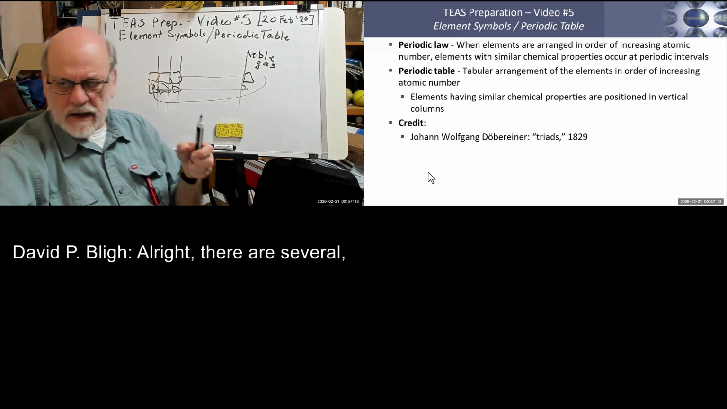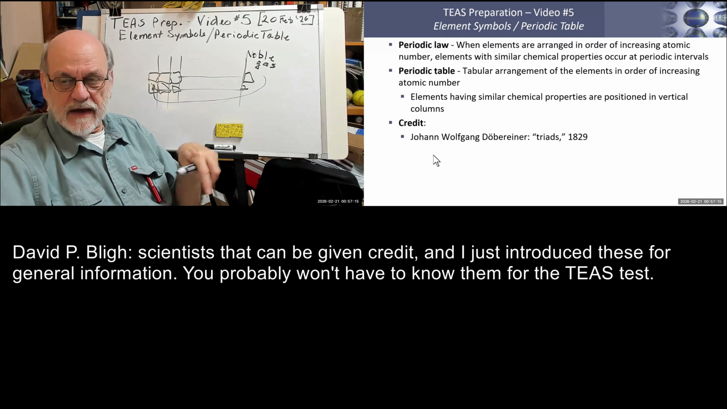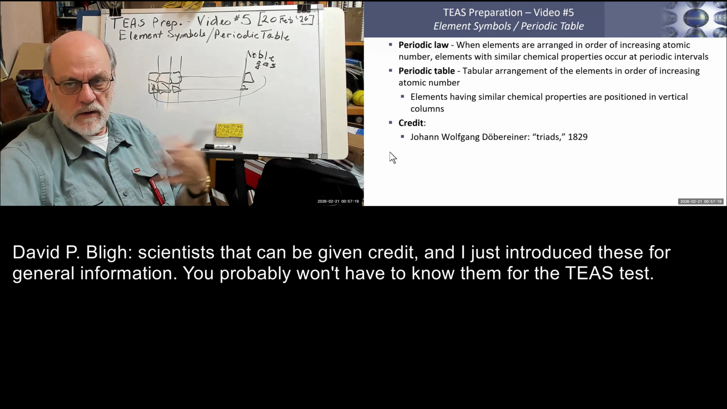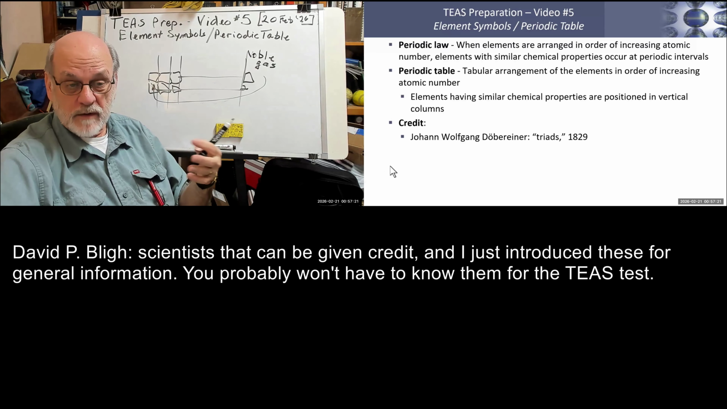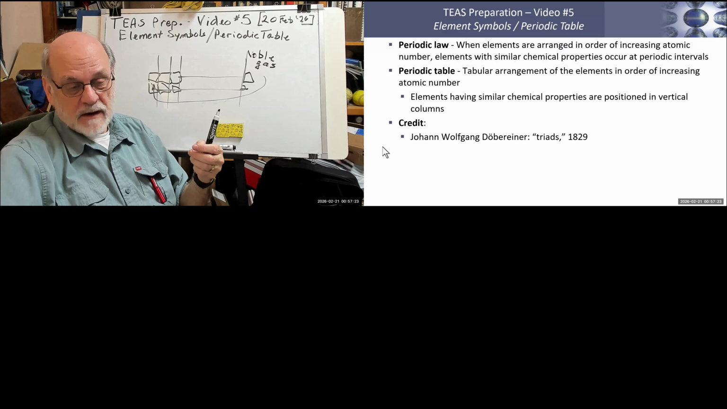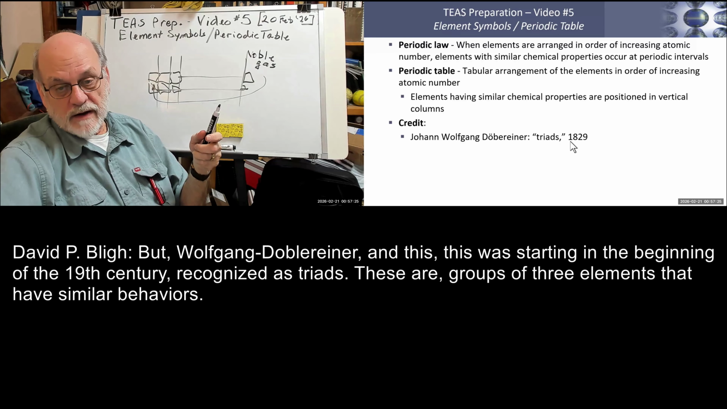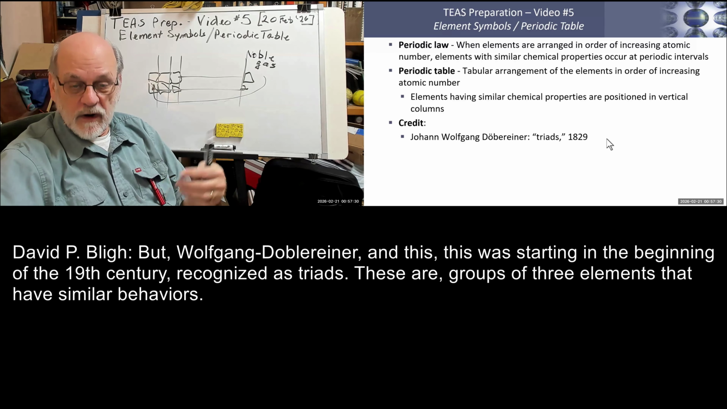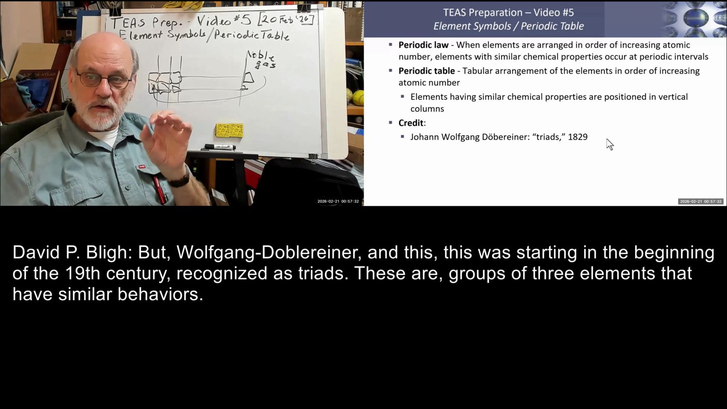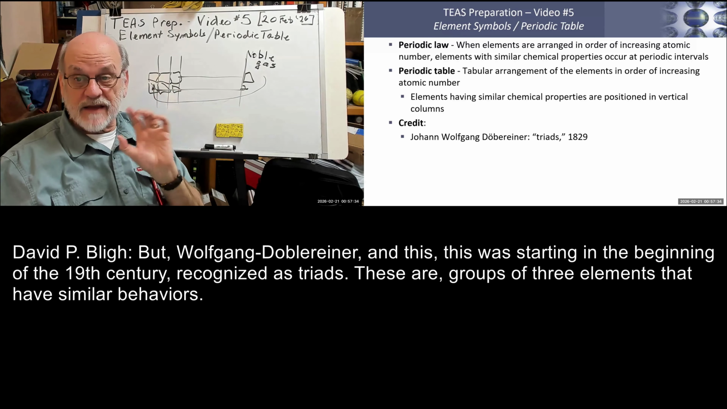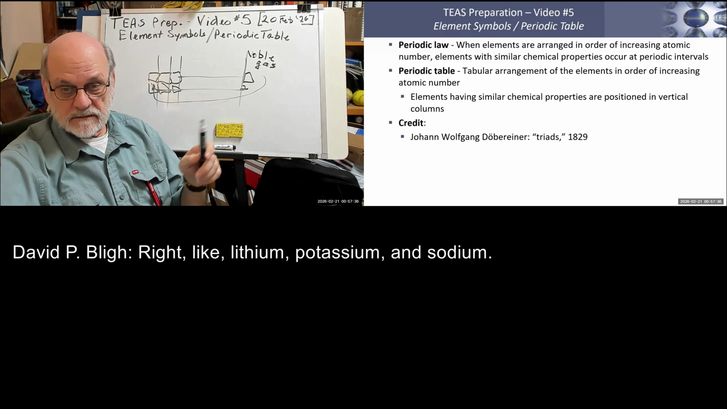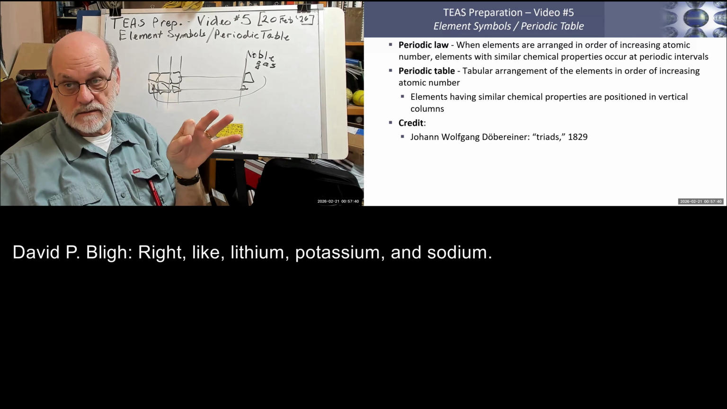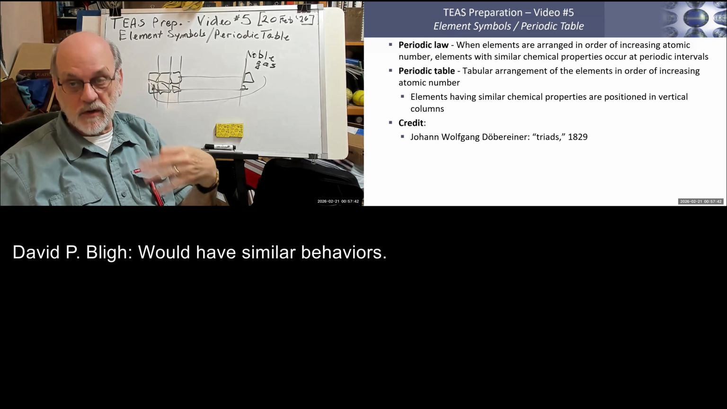All right, there are several scientists that can be given credit, and I just introduced these for general information. You probably won't have to know them for the TEAS test. But Wolfgang Dobereiner, starting in the beginning of the 19th century, recognized triads. These are groups of three elements that have similar behaviors, right? Like lithium, potassium, and sodium would have similar behaviors.